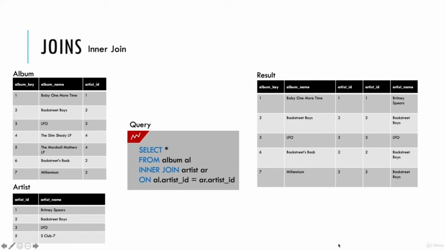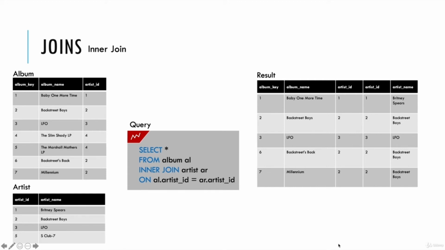You might also notice in the artist table, we have an artist ID number 5, which is S Club 7, but if you look in our result, we don't have any reference to S Club 7, and that's because they don't have an album in the albums table. So that's really both sides of the join. The left where it exists, the right where it exists, and inner join says only where both exist should I bring back the results.